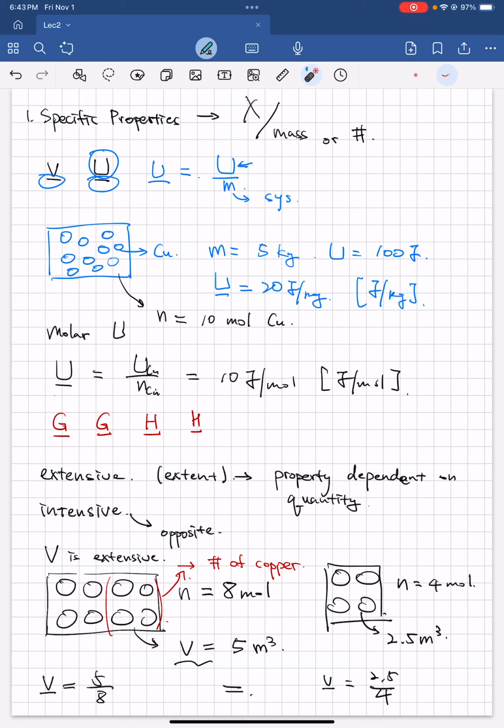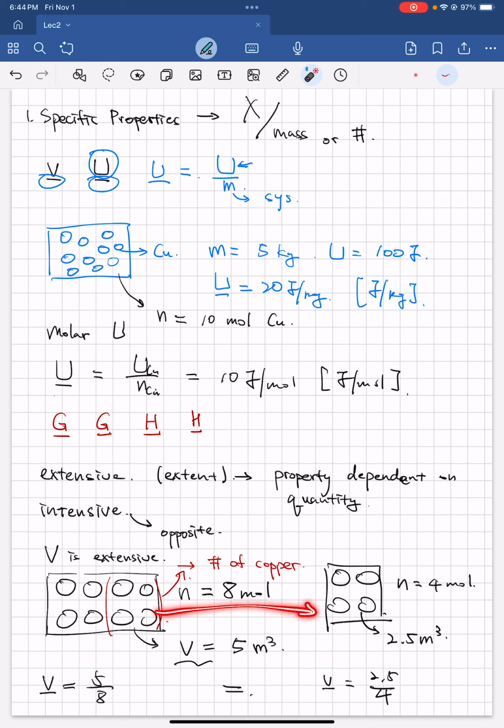So in order to see the intrinsic property of the material, we have to normalize this kind of extensive properties, right? Because these properties depend on quantity, so we have to normalize this in order to compare. So if this was not copper, if it was something different like iron, then it would have different molar volume, right?